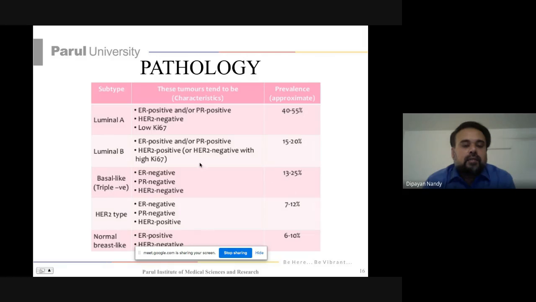So again, coming back to the classification, luminal A, luminal B. Luminal B again is where all three are positive, and the basal type is also called the triple negative, which is considered among the poorer prognosis. And then there comes the HER2 type, where only HER2 is positive, and ER/PR are negative. So these are the various ways in which the pathological reports can vary for a patient of breast cancer. And this is how it can affect the treatment, which we'll see in detail later.